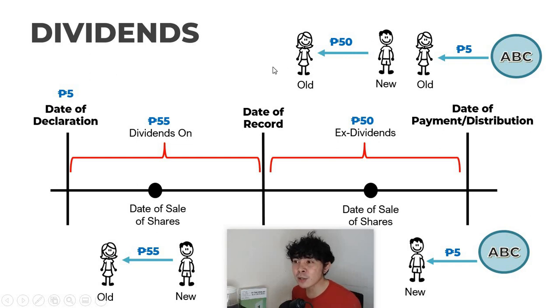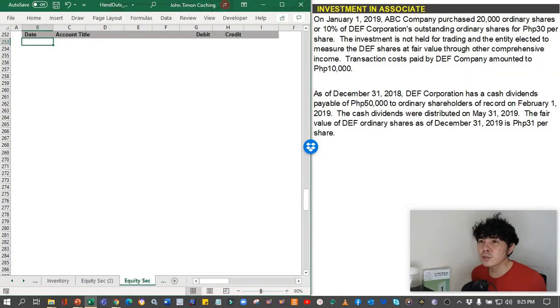Pero for this scenario, assuming na 50 pesos ang fair value ng stocks alone from date of declaration until date of payment, ang difference nila dito is just the dividend of 5 pesos. Kasi dito, between date of declaration and date of record, may kasamang dividends, kaya dividends on. Pero pag between date of record and date of payment, wala na siyang kasamang dividend, kaya ang tawag is ex-dividend. So, ngayon, let's start the journal entry.